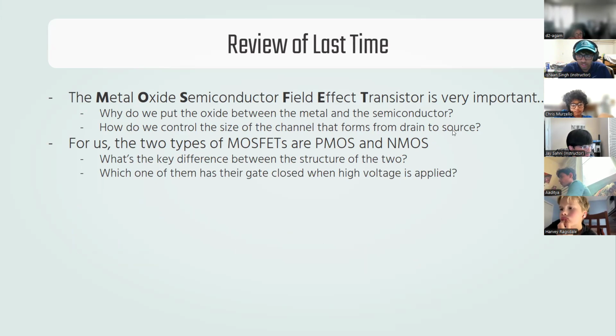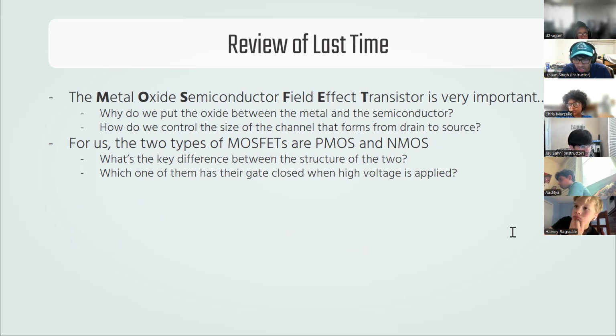So which one of them has their gate closed when we apply a high gate voltage, a PMOS or an NMOS? Which one is closed at high gate voltage?